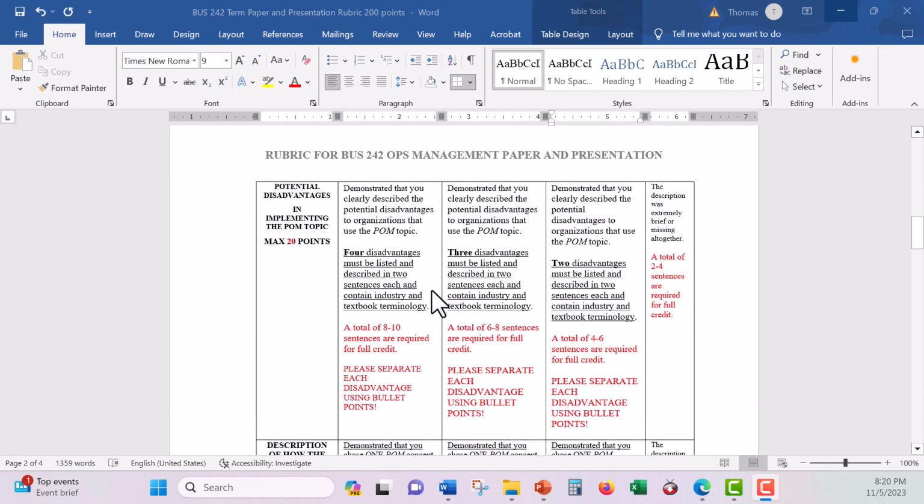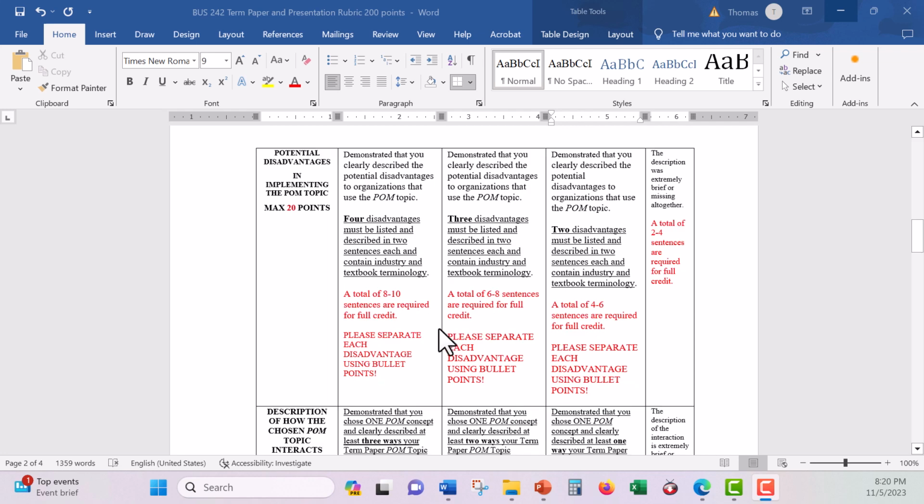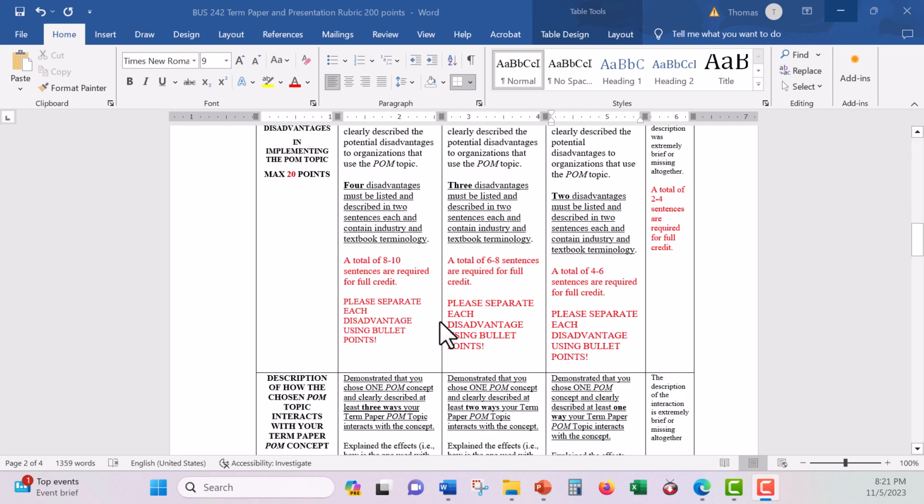Potential disadvantages in implementing the POM topic. So what I want you to do is demonstrate that you clearly describe the potential disadvantages to organizations that use the POM topic. 4 disadvantages must be listed and described in 2 sentences each and contain industry and textbook terminology. A total of 8 to 10 sentences are required for full credit. Please separate each disadvantage using bullet points.